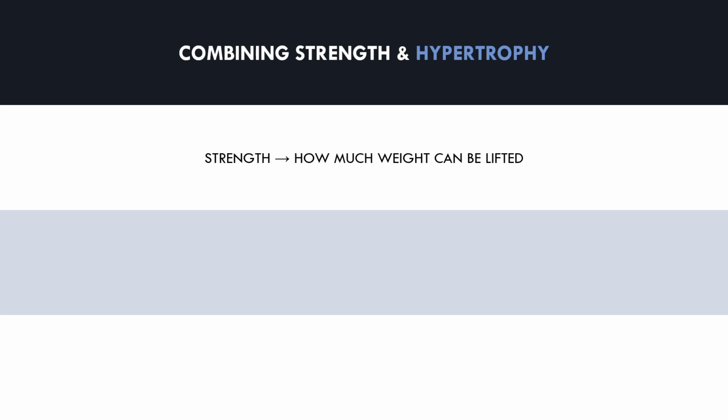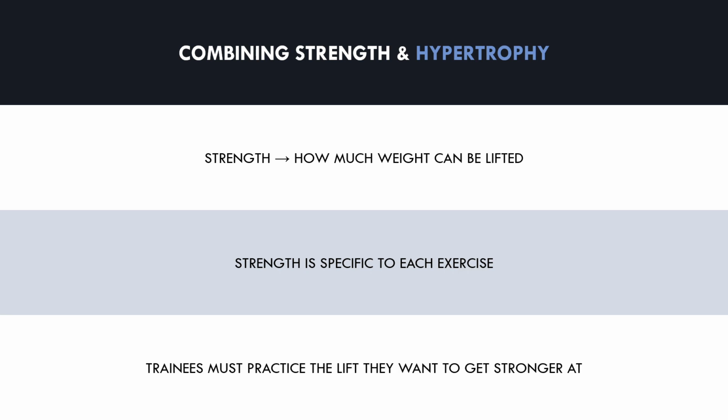While hypertrophy training is a matter of stressing the local muscle tissue, strength is highly dependent on neural adaptations. These neural adaptations are specific to the exercise, load, and rep range, and we only get better by performing the specific lift. Simply put, we need to practice the exercise we want to get stronger at. So if trainees want to include some strength training in their hypertrophy routine, they need to define what exercises they want to get stronger with and train that exercise specifically.